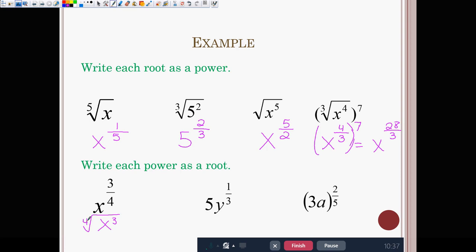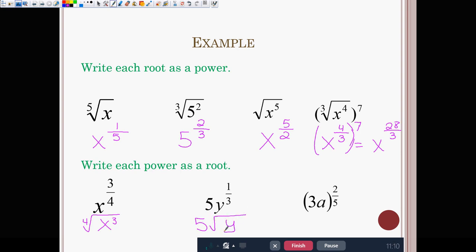Okay, now here, is this 1/3 affecting this 5? Is it touching the 5? No, it's not touching the 5. Is it in parentheses, like how this one is? No. So that 5 is not part of the root. It's on the outside, okay? Because it's being multiplied. But 5 is multiplying by y. So we're going to have 5 on the outside. I'm going to have my root and then my y.